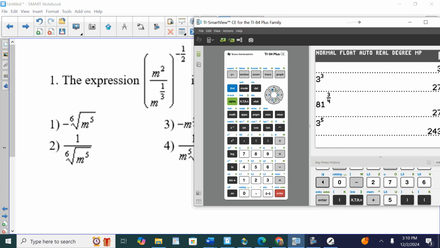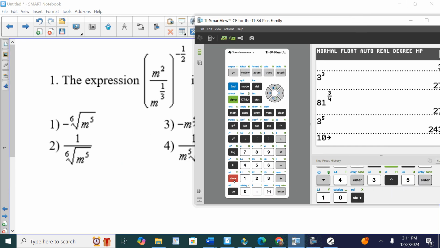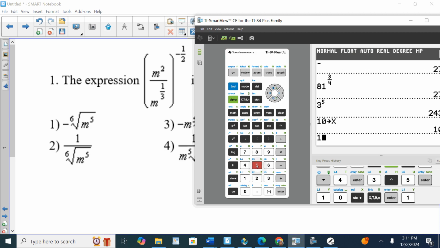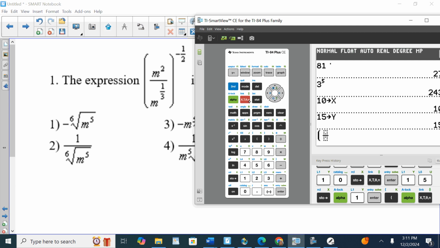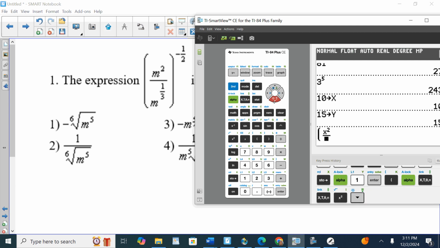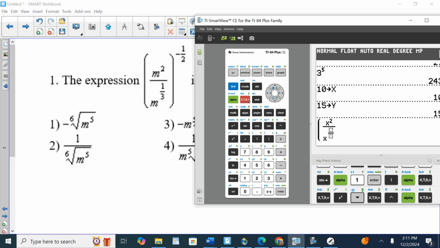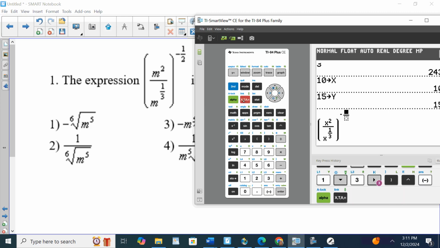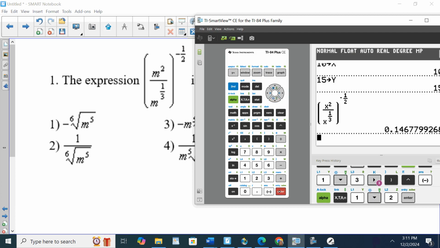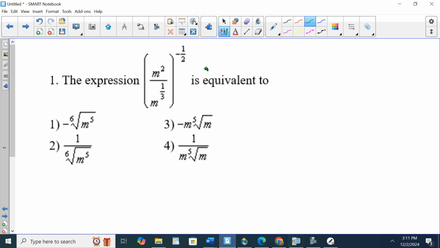So I'm going to store my 10 for x, my 15 for y. I don't need that for this particular question, but I like to get in the habit of doing that. I type in my original problem, x squared over x to the 1/3, to the power of negative 1/2. I get 0.146... Let's jot that down.